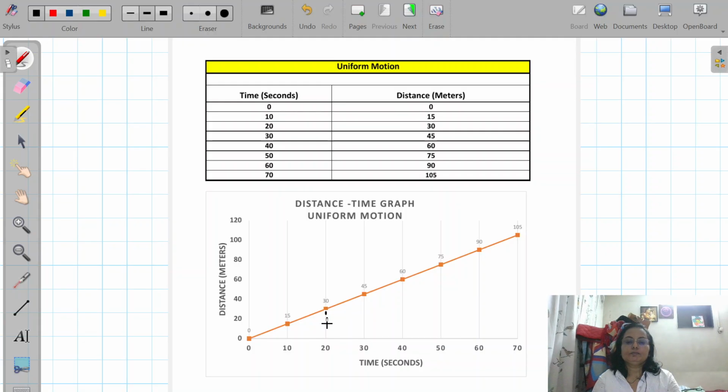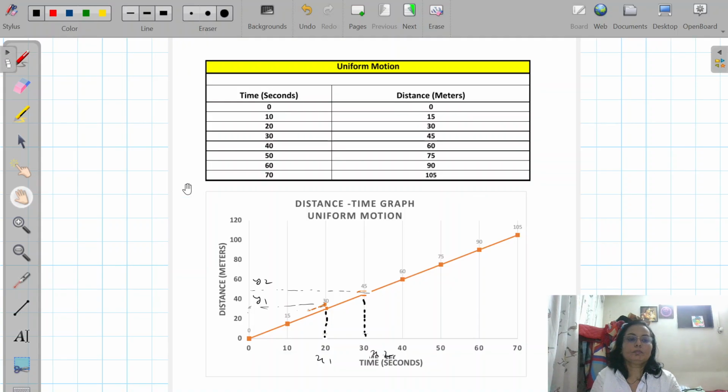So we know that we can draw a slope like this. So this is 30, and this is 45. So this is y2, the final position. This is y1, the initial position. This is x1, the initial time, and x2, the final time.